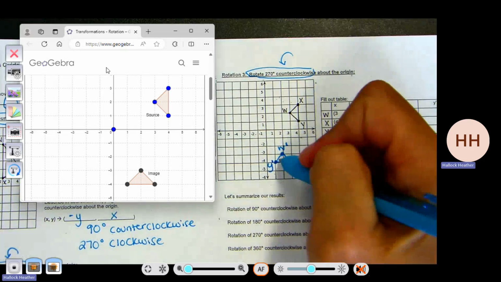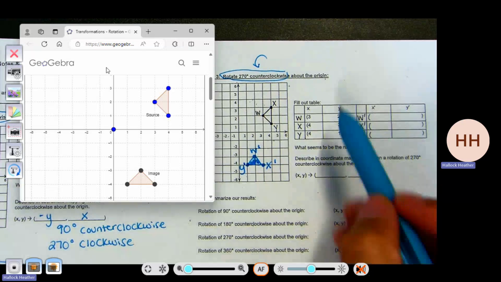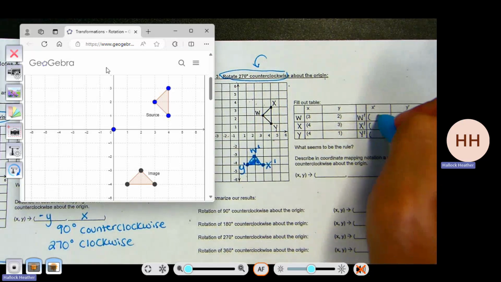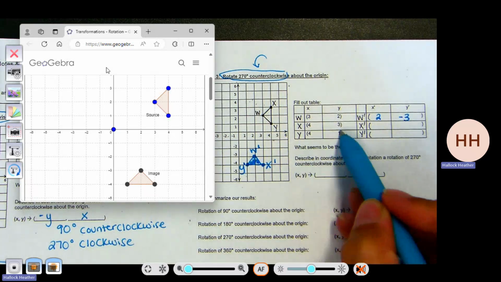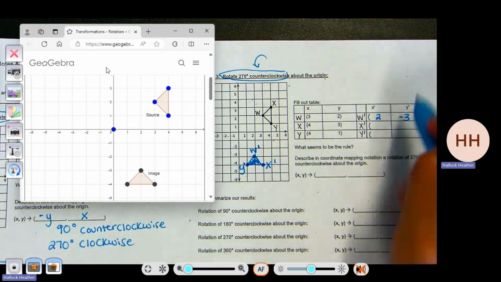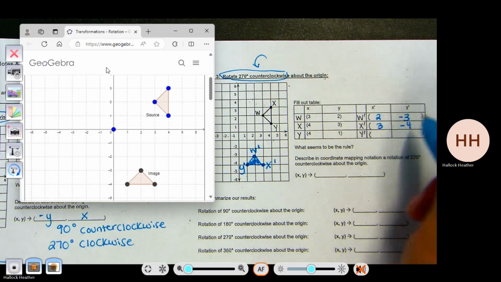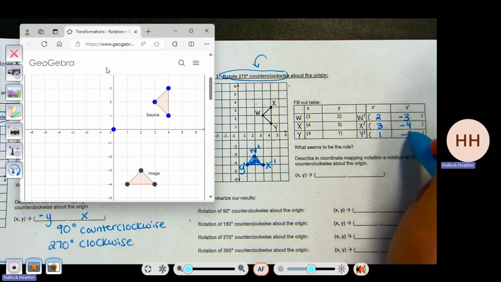Okay, so once you label them, the first one was W. W was at 3, 2. W now is at 2, -3. X was at 4, 3. X is now at 3, -4. And Y was at 4, 1. Now it's at 1, -4.